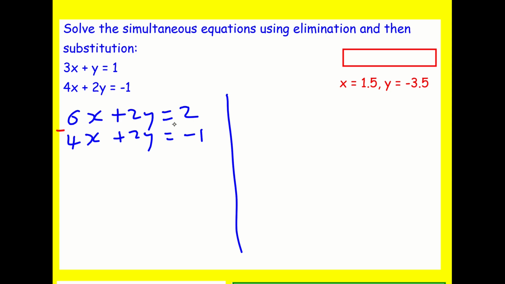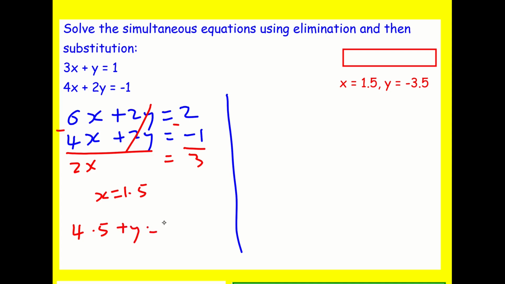This time I'm going to subtract them. So 6x minus 4x gives me 2x. These cancel. Same sign, so when I subtract them, they cancel. If they were both negatives, they would also cancel. And 2 minus 1 is equal to 3, which gives me x equals 1.5. Substitute back in. I think I'll put it back into the top one. 3 times 1.5 is 4.5 plus y equals 1. So y is going to equal minus 3.5.